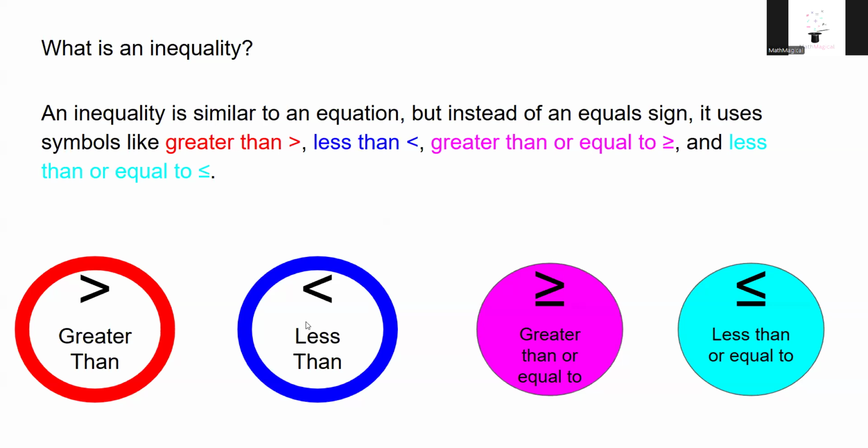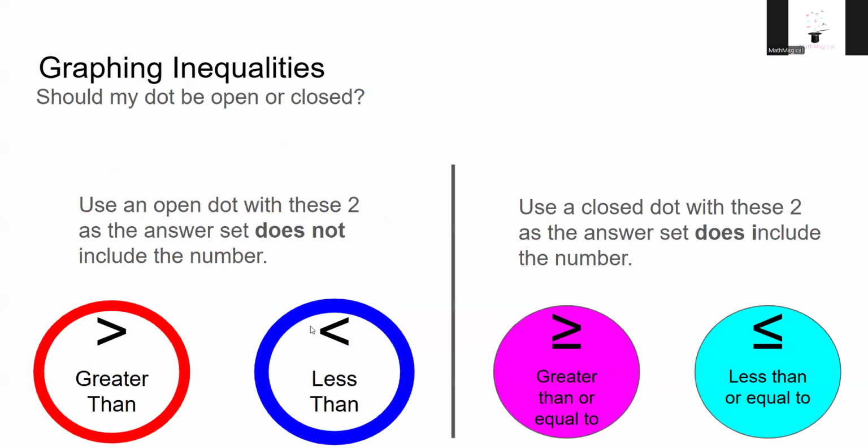Conversely, we use an open dot when the inequality does not include a value indicated by an "or". So just greater than or just less than. So to review, open dots when it's greater than or less than, and closed dots when it's greater than or equal to and less than or equal to. All right, now let's get these into action.